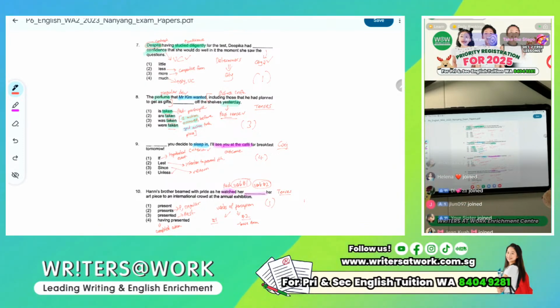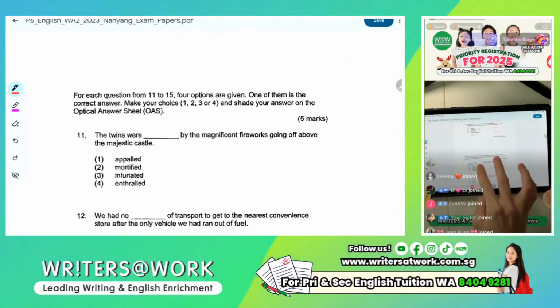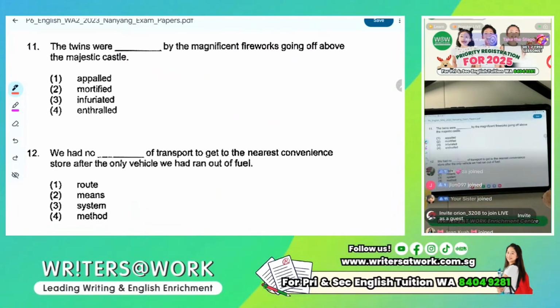All right, moving on, let's take a look at some vocabulary questions. First one. The twins were dashed by the magnificent fireworks going off above the majestic castle.